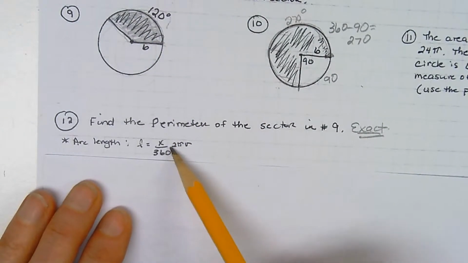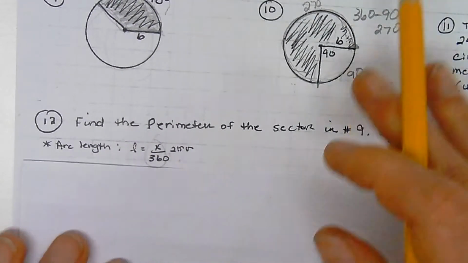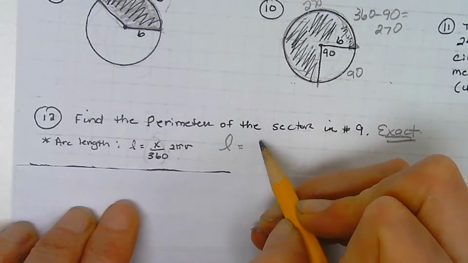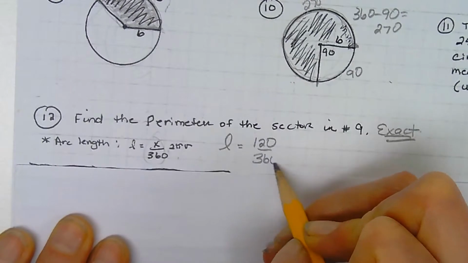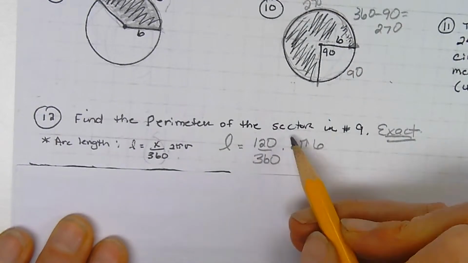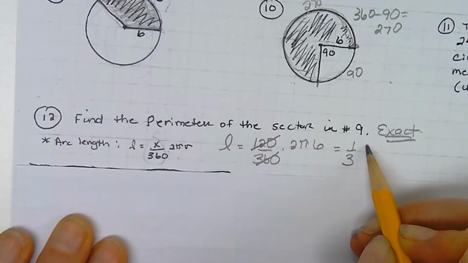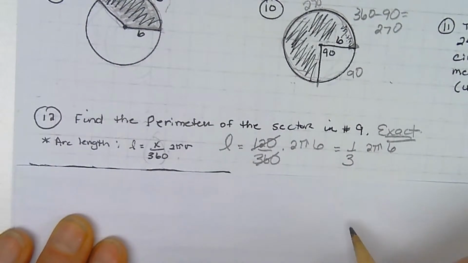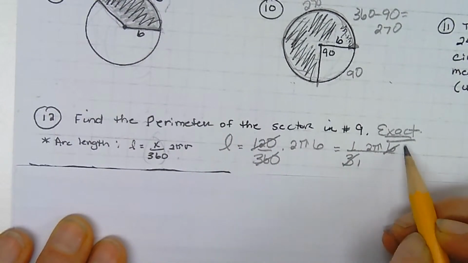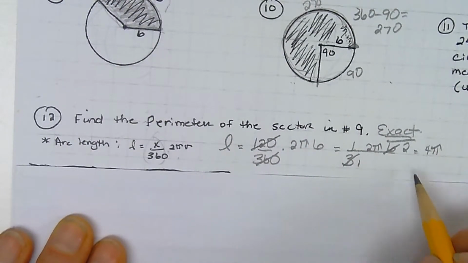Now arc length is very similar to the area of a circle. Remember, it's a portion of the circle times the circumference now. So let's find the arc length. The arc length is 120 over 360 times 2 times pi times 6. This can be simplified to 1/3 times 2 pi 6. Simplifying further, 3 becomes 1, this becomes 2. I get 4 pi. So the arc length is 4 pi.